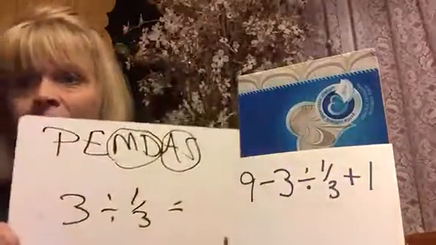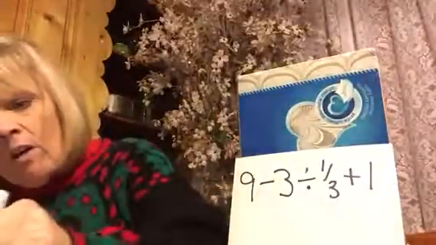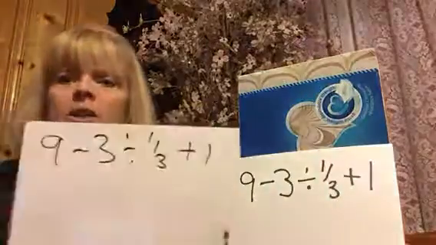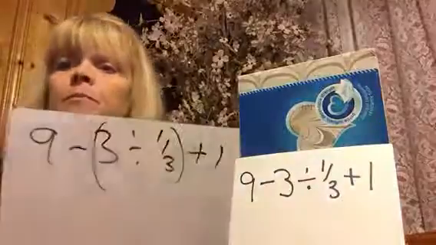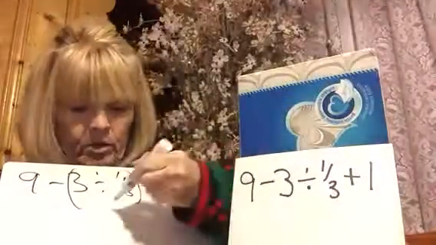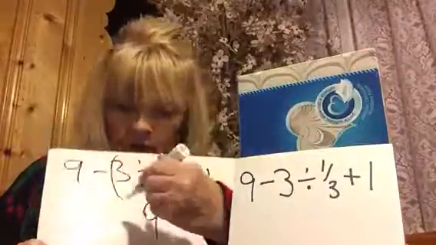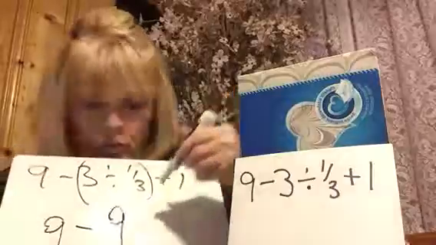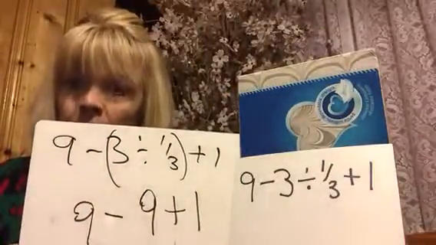So that middle part is 9. Let me write that down. So we've got 9 minus 3 divided by 1/3 plus 1. We have to do this part first because of PEMDAS regulations. We did, and we got 9. So I'll put my 9 down. I still have the takeaway sign and the 9 in the beginning, so we'll bring those down. Those are still there, and the plus 1 is still there, so we'll bring down the plus 1. So now it's 9 minus 9 plus 1.